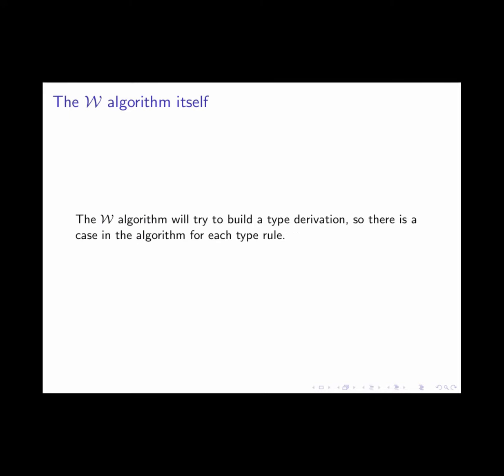As I said before, the W algorithm will try to build a type derivation. So in the algorithm, there is a case for each type rule. And now I'm going to explain the W algorithm. And in it, I'm going to refer to the type rules directly so that we can see what's going on.